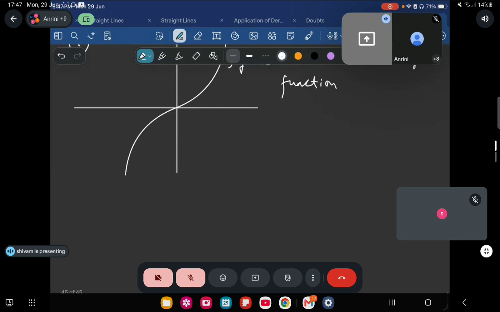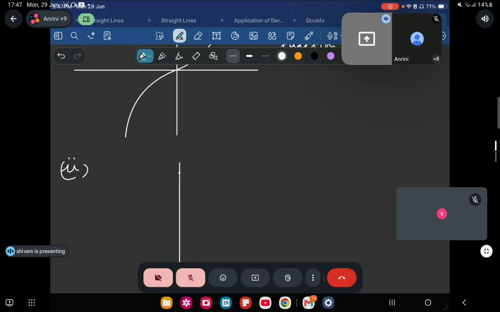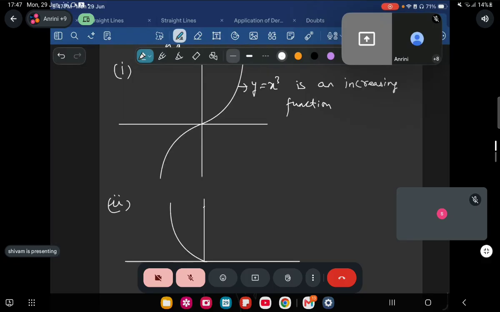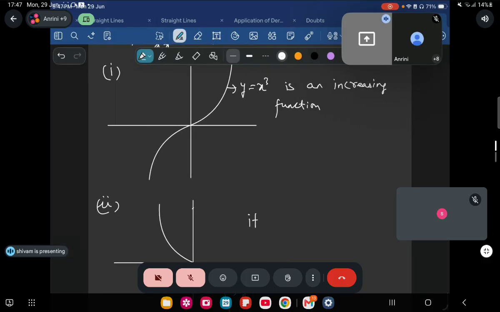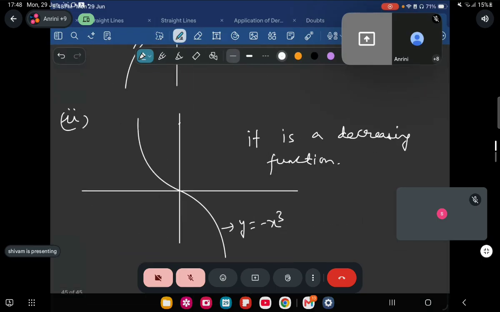Next, number two, let us talk about y equal to minus x cube over here. Over here also the derivative is equal to 0. Over here we can say it is strictly a decreasing function.